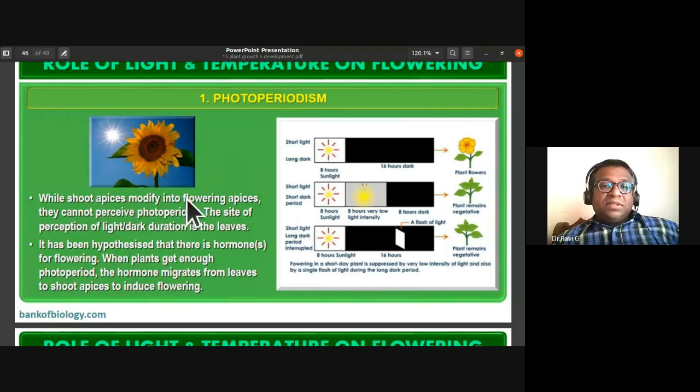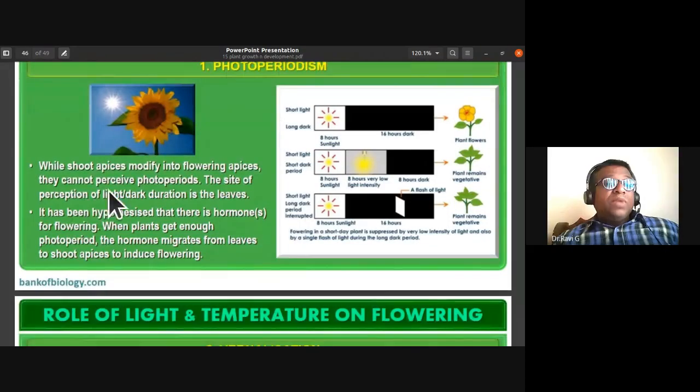While shoot apices are modifying into flowering apices, they cannot perceive photoperiods. That is, they cannot recognize the duration of light. So where is the site of perception of light? The site of perception of light or dark duration is the leaves.